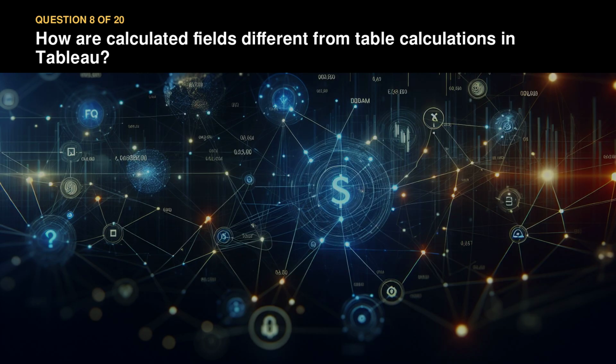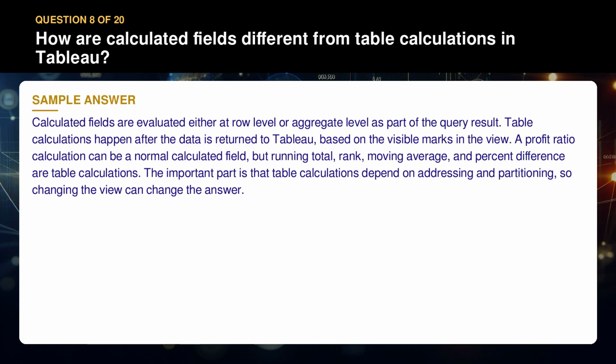Question 8. How are calculated fields different from table calculations in Tableau? Calculated fields are evaluated either at row level or aggregate level as part of the query result. Table calculations happen after the data is returned to Tableau, based on the visible marks in the view.